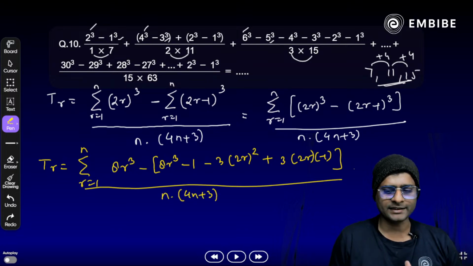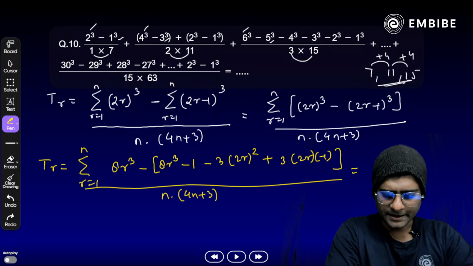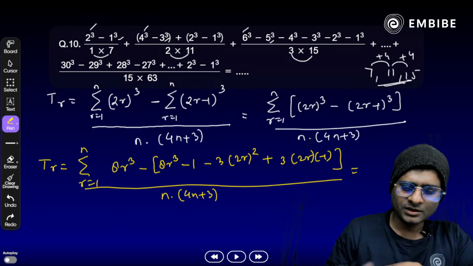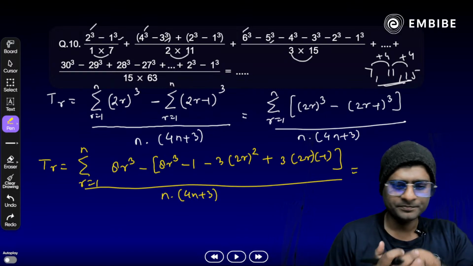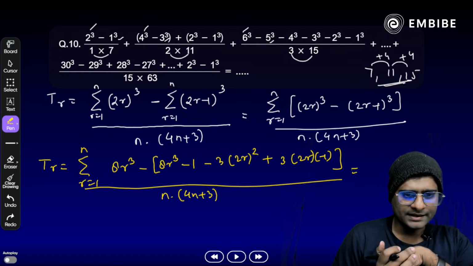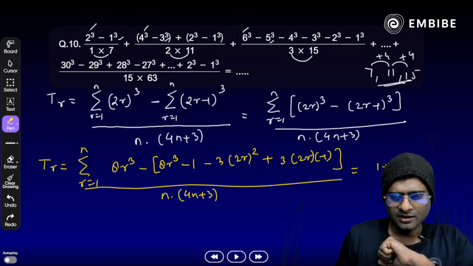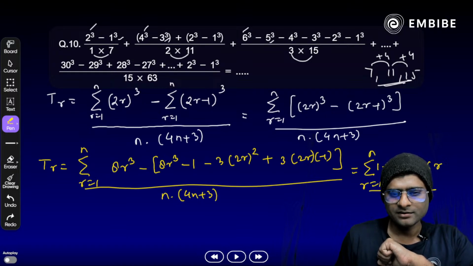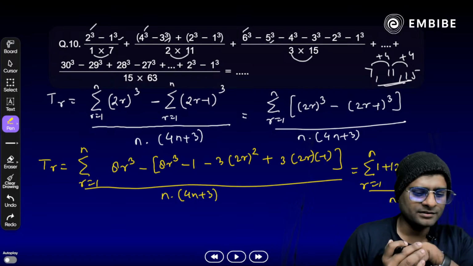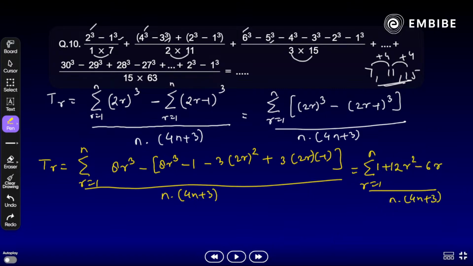Now try to simplify the numerator here. What do we get? Any idea? Once we simplify the numerator, yes, 8r cube will cancel out here. We will get 1 plus 12r square minus 6r, limit r equal to 1 to n, whole divided by n times 4n plus 3. Clear? Just note it down.